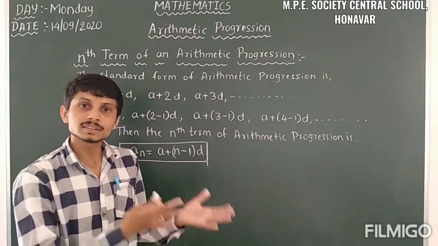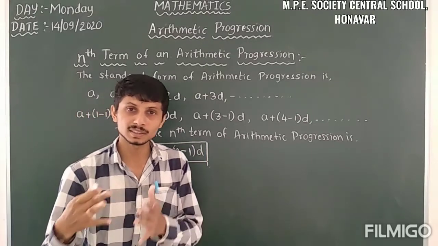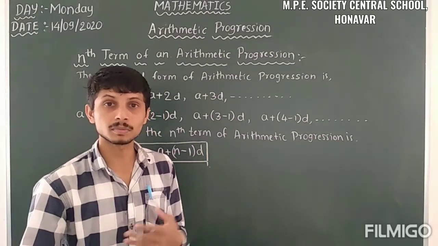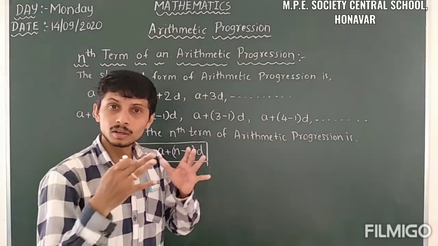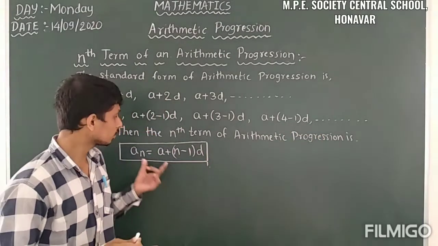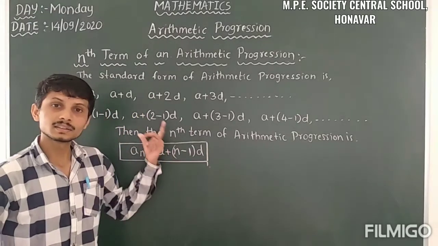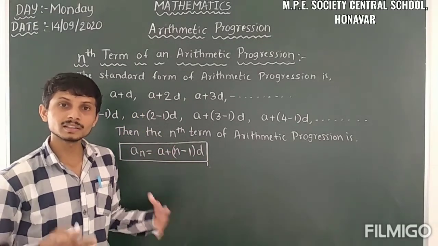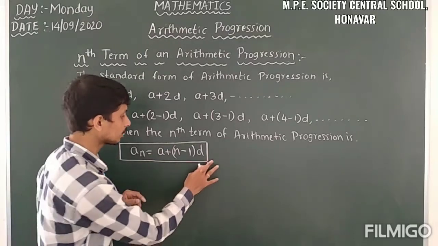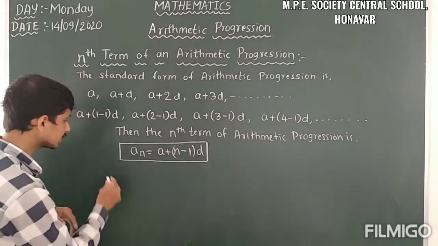So what is the nth number? What is the 50th number? What is the 100th number? What is the 1000th number in that progression? In that case, when we have to find that nth term, we have to take this formula for finding the nth term. After that we have to mention all the things here.